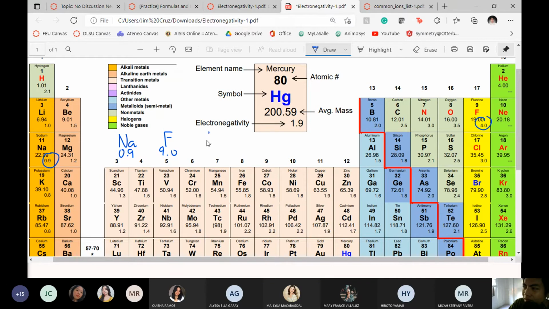Sodium is 0.9 in terms of electronegativity, and fluorine is 4.0. If you get their electronegativity difference, that's delta En, the difference of the electronegativities of 2 atoms. Always big number minus small number. So 4.0 minus 0.9 is 3.1. You have a big electronegativity difference. The idea here is that if you have a big electronegativity difference, the electron will be fully transferred.